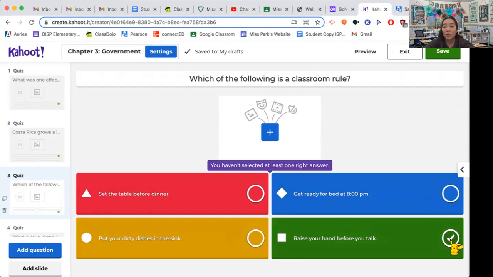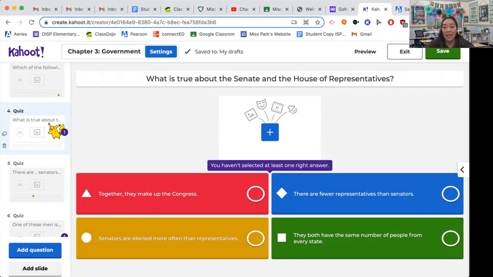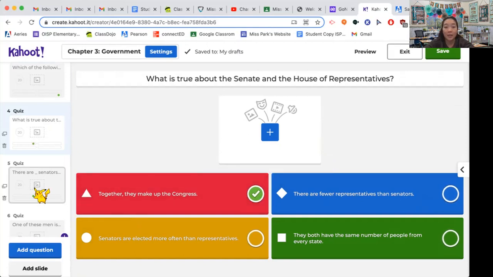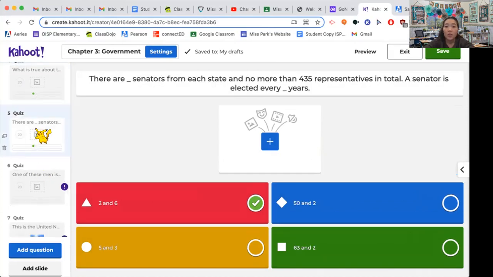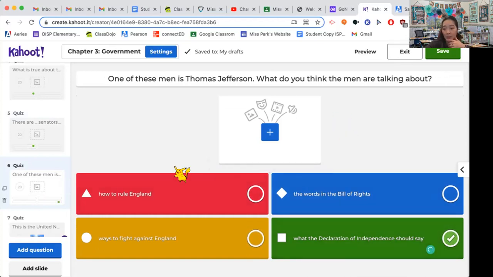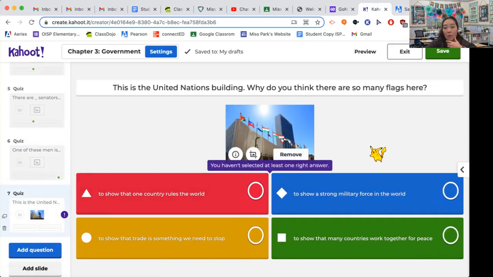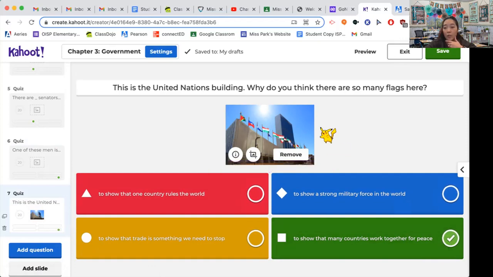Which of the following is a classroom rule? Raise your hand before you talk. What is true about the Senate and the House of Representatives? Together, they make up the Congress. There are 2 senators from each state and no more than 435 in total. And a senator is elected every 6 years, whereas the House of Representatives is every 2. One of these men is Thomas Jefferson. What do you think the men are talking about? If Thomas Jefferson is in it, then they're talking about the Declaration of Independence. And then the last question, this is the United Nations building. Why do you think there are so many flags here? To show that countries work together for peace.